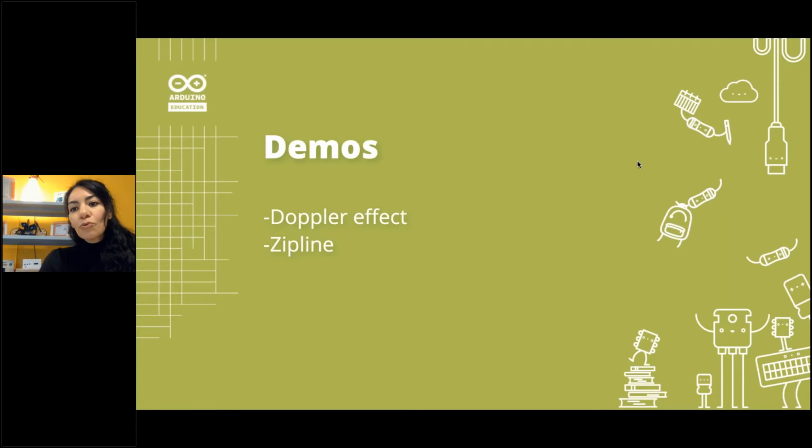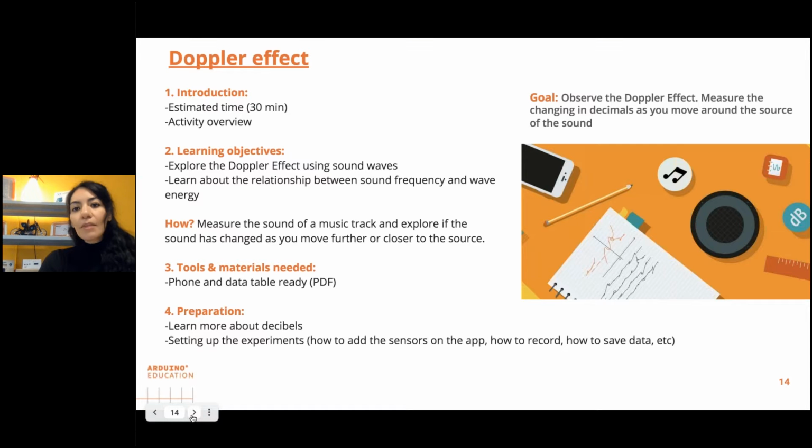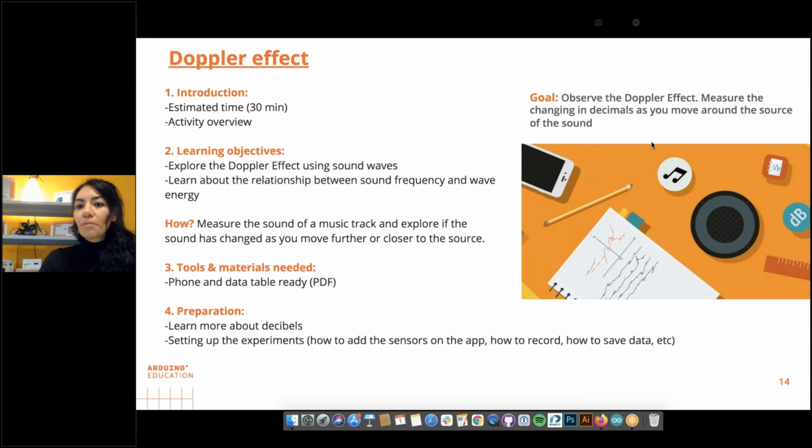So I want to show you two very simple demos. The Doppler effect and a Zipline. So in this lesson, the Doppler effect, the idea is that the students observe or measure the changes in decibels around the sound and the source of the sound. So this is an activity that can take around 30 minutes. And then the only thing they need is a speaker and the phone and the app, of course. And then they will see all the changes depending on the track they choose and the distance between the sound source and the phone.